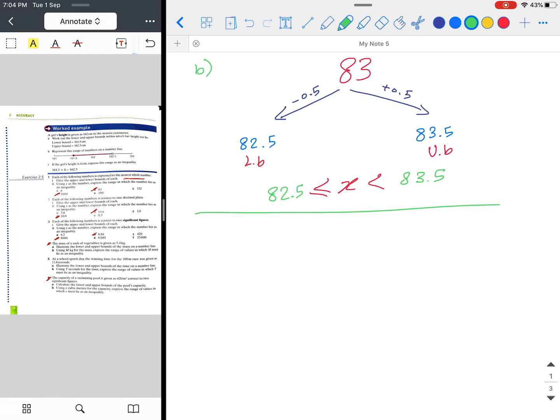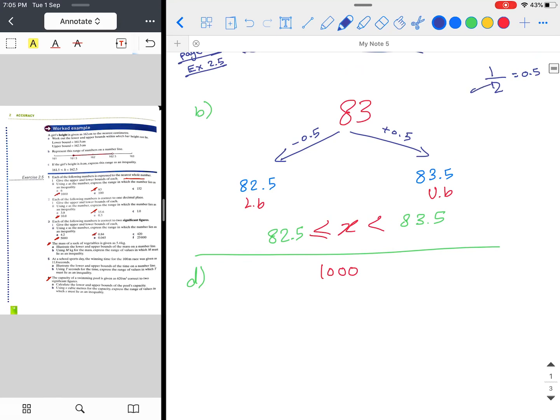Letter D. In letter D, the number is 1000, and he said it's also rounded to the nearest whole number. So also we have to do half, which means 0.5. We will subtract 0.5 and also add 0.5 to get the upper bound. So the lower bound is 999.5 and the upper bound is 1000.5.